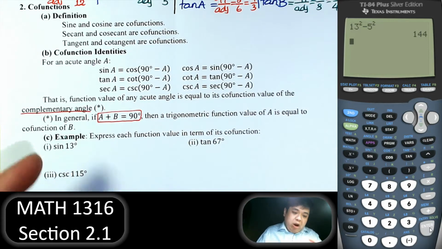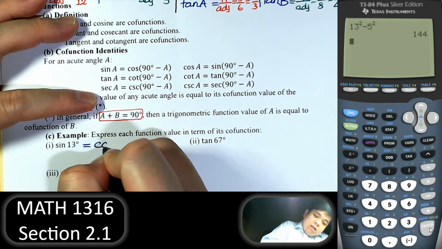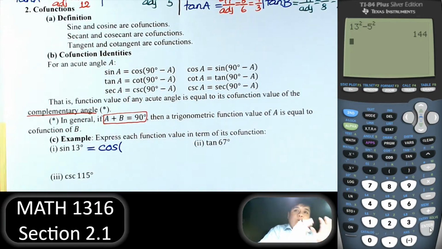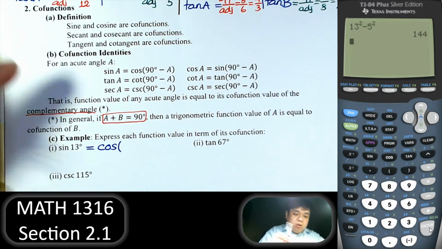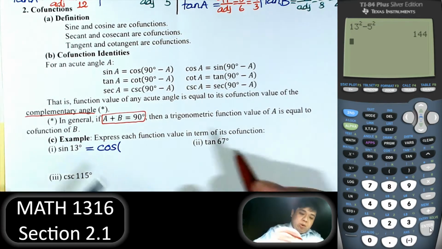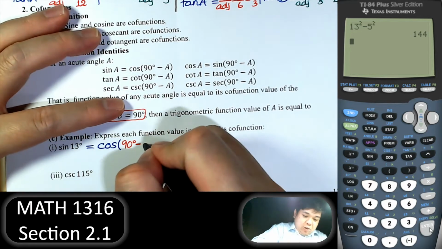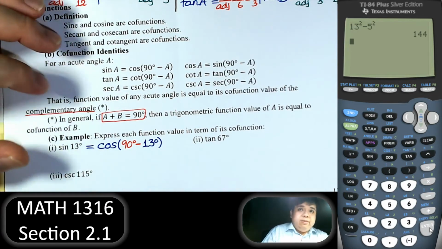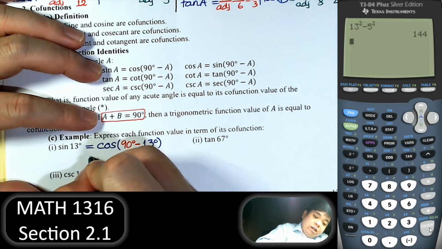Right, so express the following values in terms of the cofunctions. The cofunction of sine is, of course, cosine. And if we want to go from a function to a cofunction, the angles must add up to 90 degrees. So we go from sine to cosine, angles add up to 90 degrees. So we're going to have 90 degrees subtract 13. And 90 minus 13 is 77.